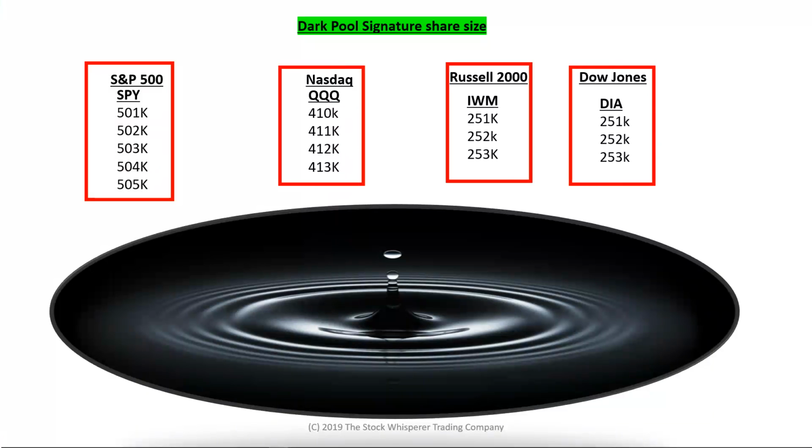Now, sometimes we'll get a 501 on the SPY. Let's just say the price is 280.26, and it'll be a 501. They may show us a 2 million at that same exact price. That is a Darkpool Levi. We count that. It's the same price as the 501.